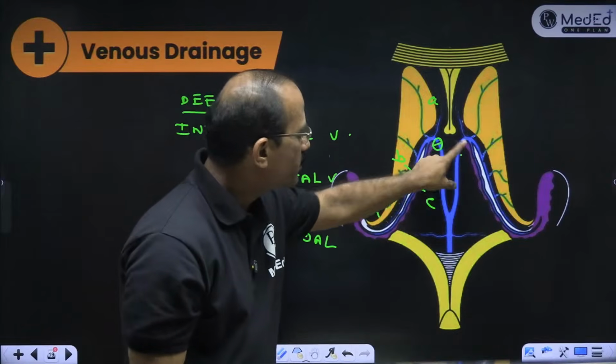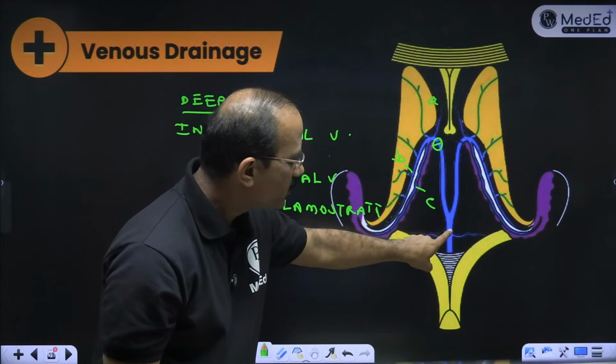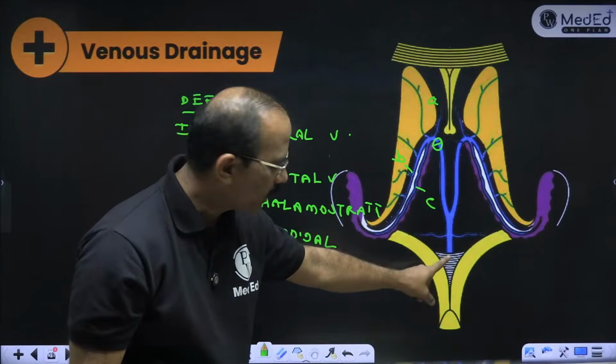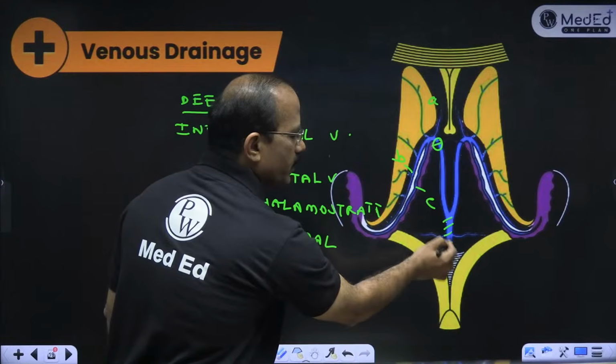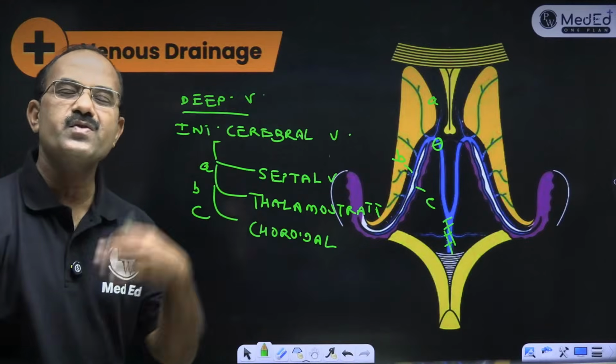Now, two internal cerebral veins join to form the great cerebral vein of Galen. This great cerebral vein drains into the straight sinus.